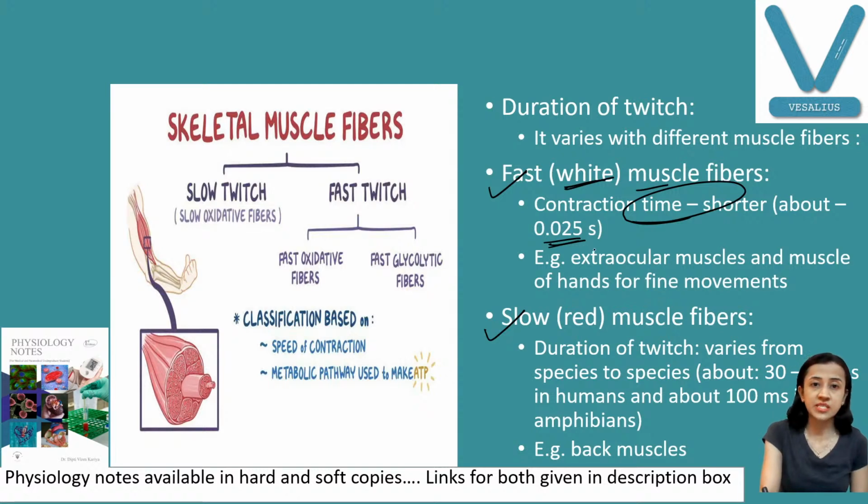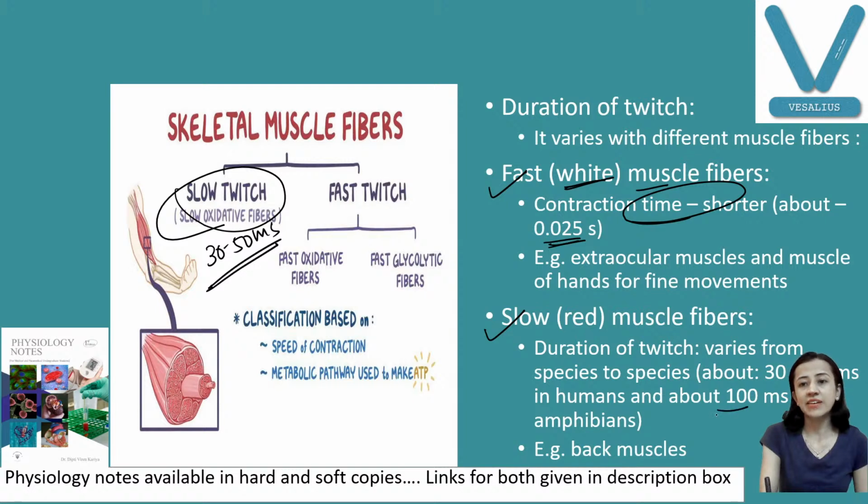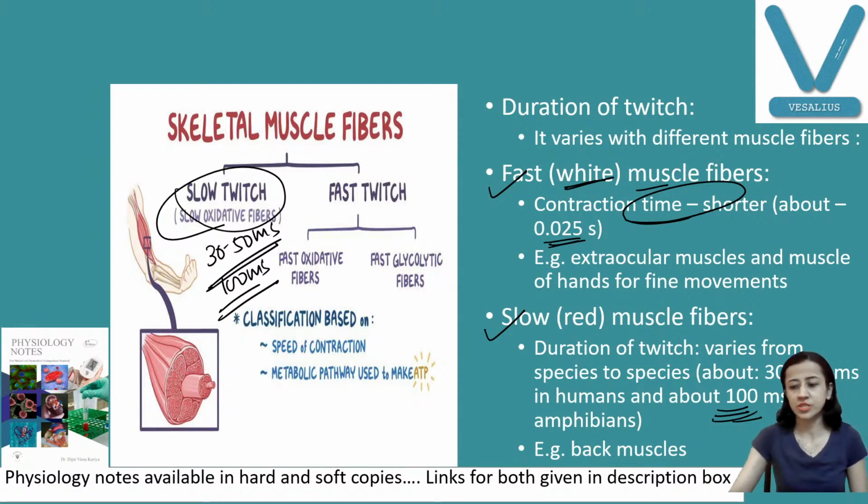But which are these muscles? They are the extraocular muscles, muscles of the hand, muscles for fine movement. And slow fibers, or you can say red fibers, have a duration of about 30 to 50 milliseconds in human beings. But in amphibians like the frog, it is 100 milliseconds. And these are our postural muscles, our back muscles, our leg muscles. These are slow muscles.